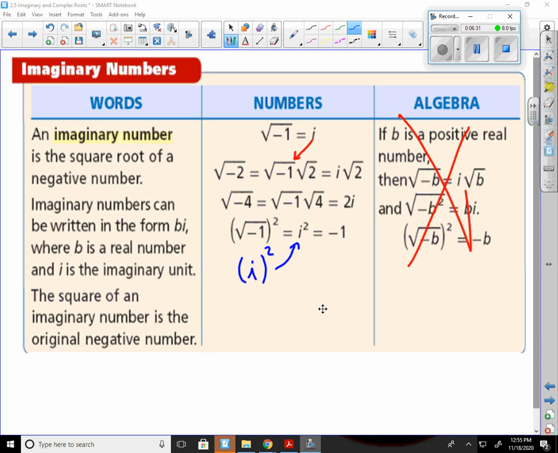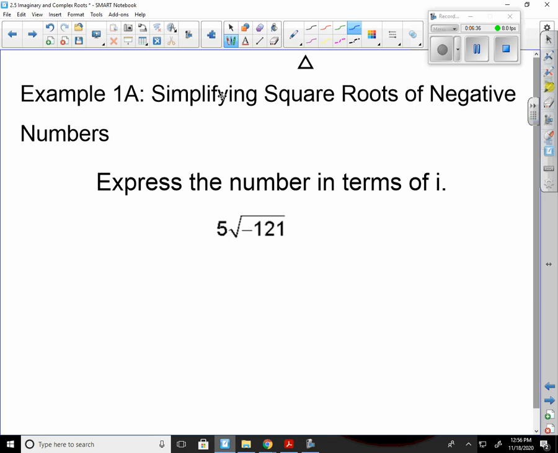Good with that? I don't know why this little triangle's here at the top. Who knows?